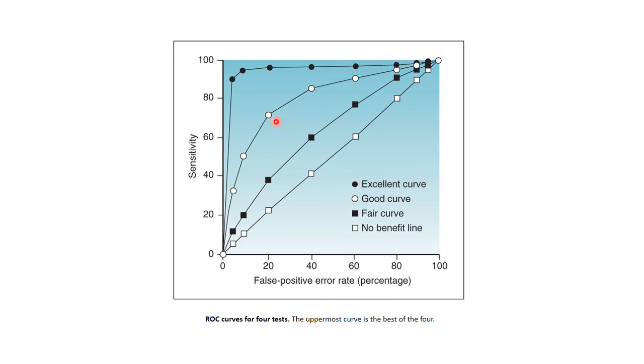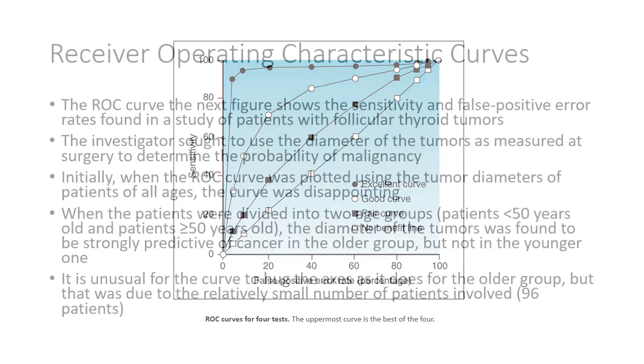But ideally, the most excellent curve you could have would be as close to this upper left-hand corner as you can get. You have these points here that would be very, very good at detecting many people who have the disease without having a ton of false positives.